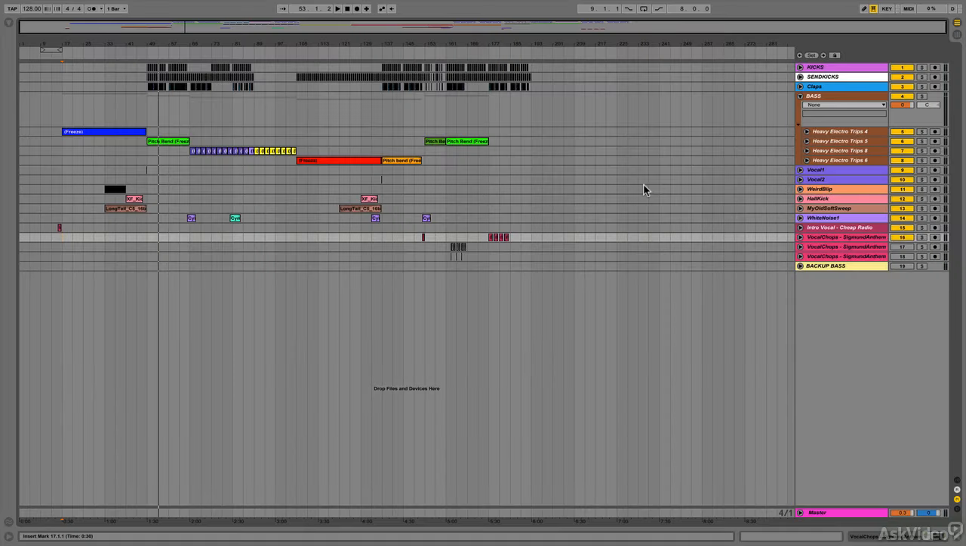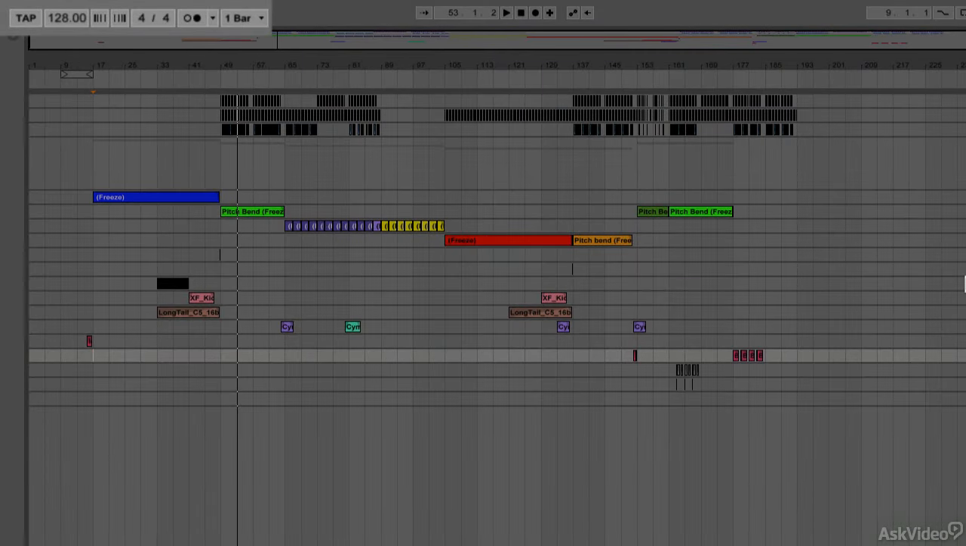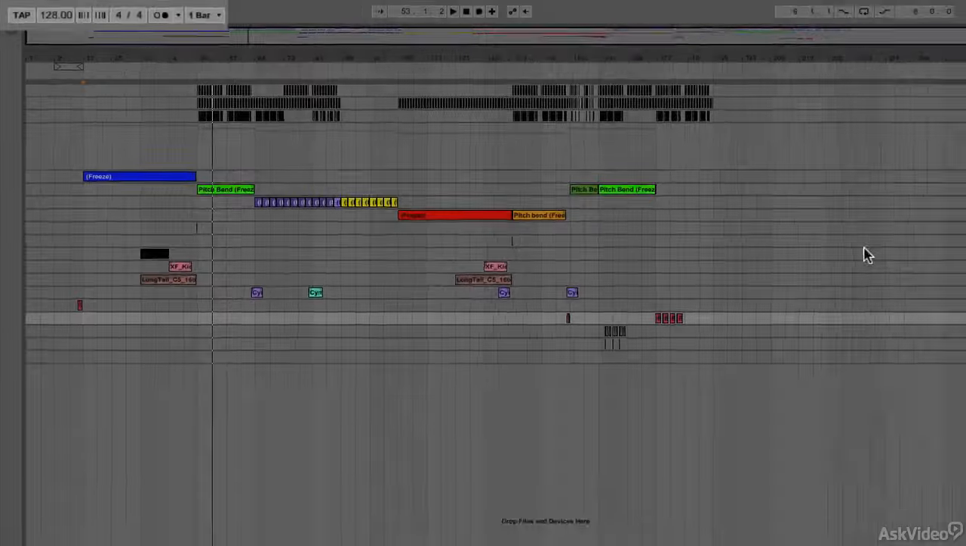So what is electro? Electro is all about big heavy bass lines, big kick drums, around that 128 BPM mark, maybe 130 at push or down to 126, but pretty much sitting at that magic EDM 128. And it sounds a little bit like this.